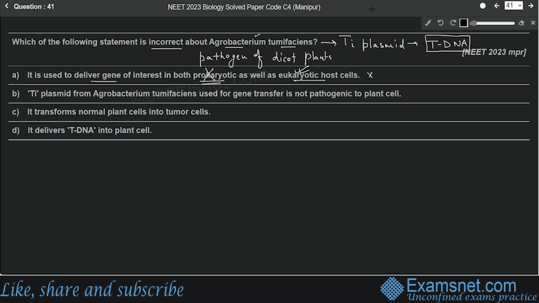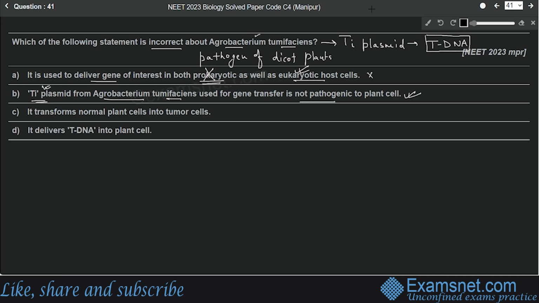Therefore this statement is incorrect. Okay, it is only used in case of eukaryotic host cells mainly. Now let's come to the second statement. It says Ti plasmid from Agrobacterium tumefaciens used for gene transfer is not pathogenic to plant cell. So we have seen that this bacterium is pathogenic to the plant cell, but nowadays Ti plasmid of this bacterium has been modified into a cloning vector which is no more pathogenic to the plant cell, but still it is able to deliver the gene of interest. So this is correct statement. Okay, by modifying this Ti plasmid, it has become harmless to the plant cell.